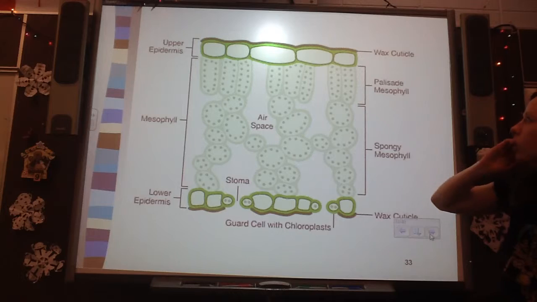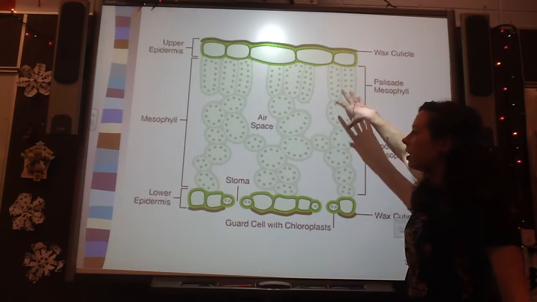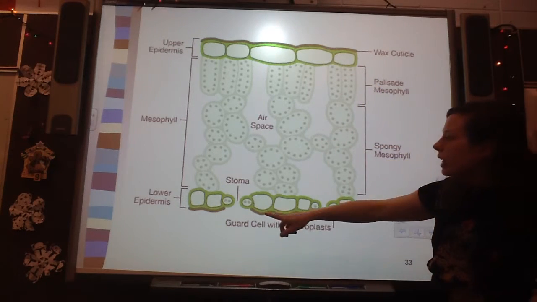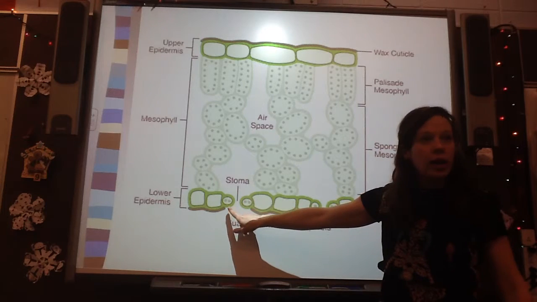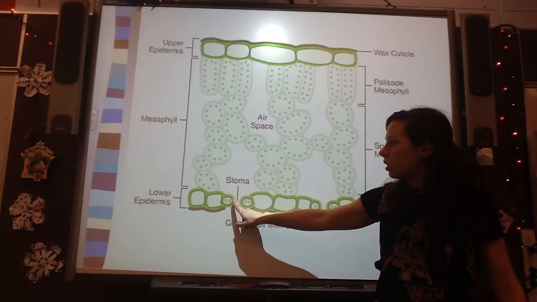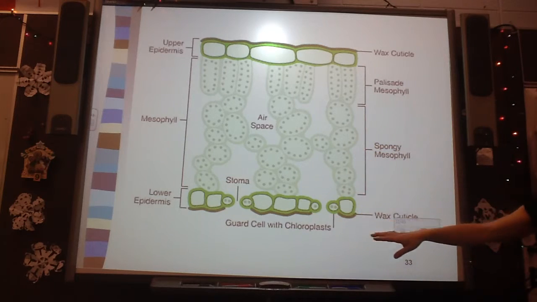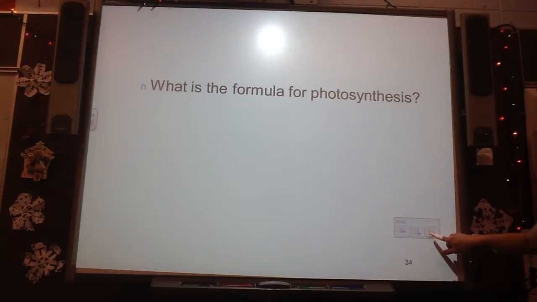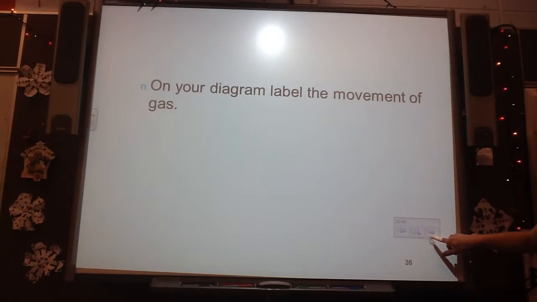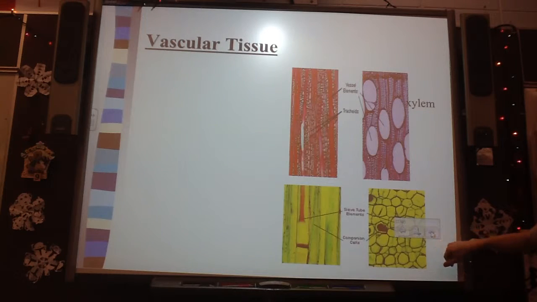Okay, here's another picture. Again, here's the palisade, here's the spongy. And look here, we see there's a stoma, and here's guard cells. So on your leaf ones, I want you to notice the stomas and the guard cells too. Okay. So next, we will do vascular tissue. So what was our first one?